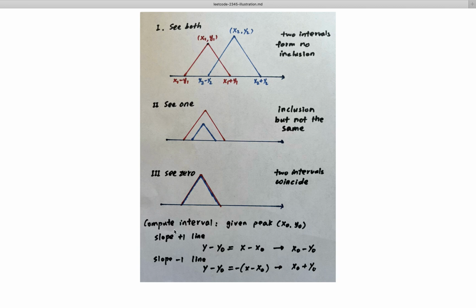So as a side remark, given the peak of x0 and y0 for the mountain, it's very simple to compute the corresponding intervals. We just need to write down the equations for the 2 sides with slope positive 1 and negative 1. And then we set y equals 0, so we get the 2 ends of the corresponding interval. One is x0 minus y0, and the other is x0 plus y0. So with that said, let's come back to the problem.